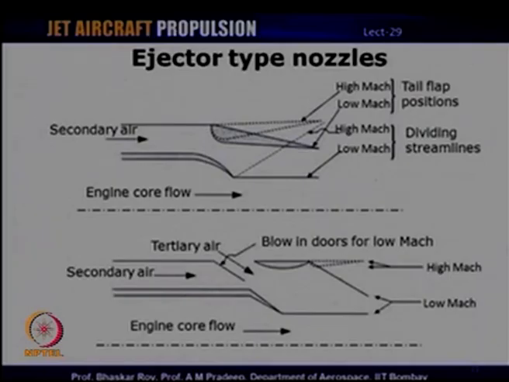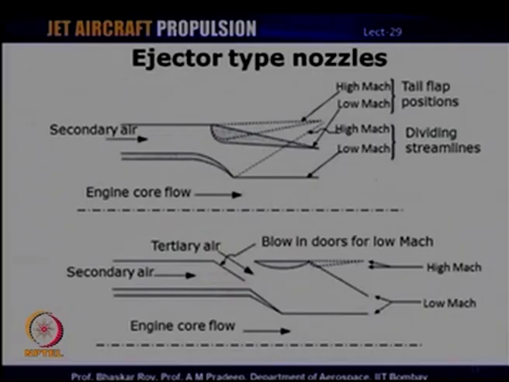Now, as the aircraft approaches supersonic speeds, then the flap can be deflected, achieving a converging and a diverging shape. So, this is the flap location for high Mach numbers or supersonic flows, and therefore, the flap location gets changed or deflected, so that one can achieve a supersonic convergent divergent nozzle leading to supersonic flows. So, the line shown here is the dividing streamline. For low Mach number flow, this basically would be the dividing streamline between the secondary air and the engine core flow. For high Mach number flows, the dividing streamline also gets deflected substantially to achieve the required exit Mach numbers.